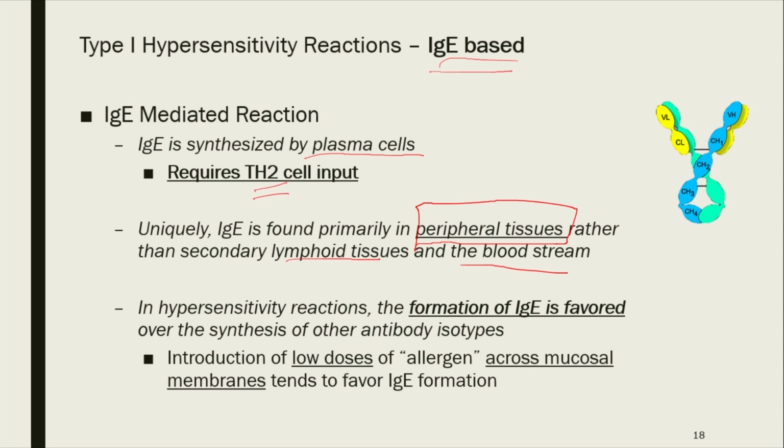Right, in hypersensitivity reactions, the type of antibody or immunoglobulin that is formed is IgE. Okay, that is really the major one during these type 1 reactions. A little bit of these low dose antigens being introduced into the body that cross the mucosal membrane is really the first step to initiate the formation of IgE.